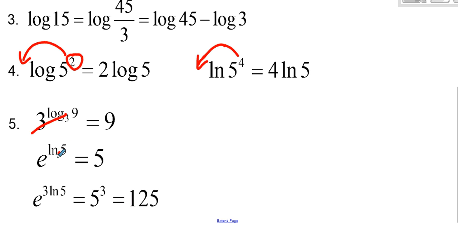e and natural log is base e. So the bases are the same. They cancel out. It's just 5.